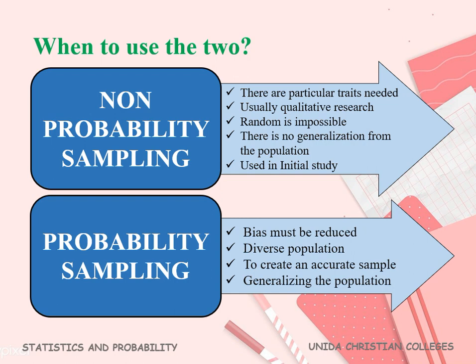Pagdating naman kay probability sampling, dito yung pagiging bias po ay nare-reduce. Kasi nga naman, lahat ng iyong members ng population may chance na ma-select as a respondents, okay, or as a sample. Next, dito makakakuha po tayo ng accurate na sample. Saktong-sakto, syempre, dahil lahat sila nakunan mo ng data. Okay, and here, syempre, pwede na tayong mag-generalize from the population since lahat nga kasi sila ay iyong respondents. Okay?